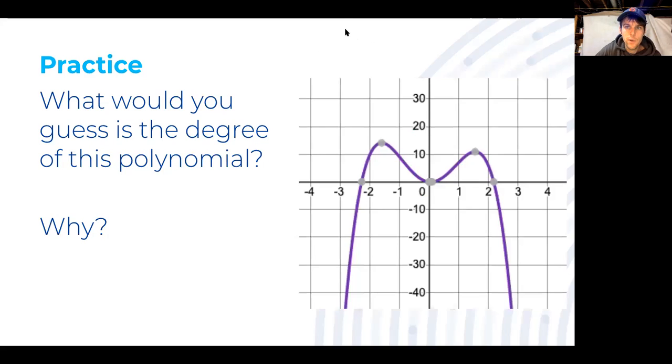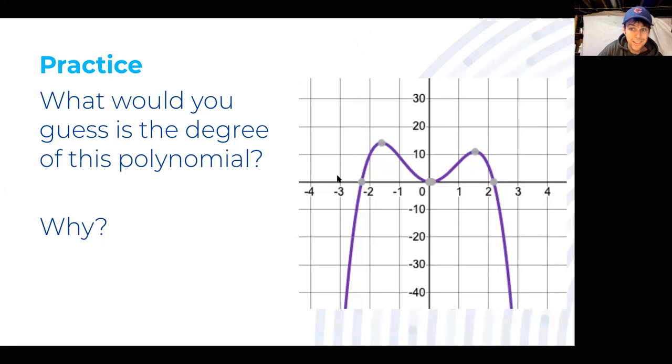Okay, here's an interesting question to think about. What would you guess is the degree of this polynomial and why? So I want you to take the information you know about the end behavior, the intercepts, the turns, all that stuff to make a reasonable guess about what the degree is. And go ahead and pause it and try to make that guess.